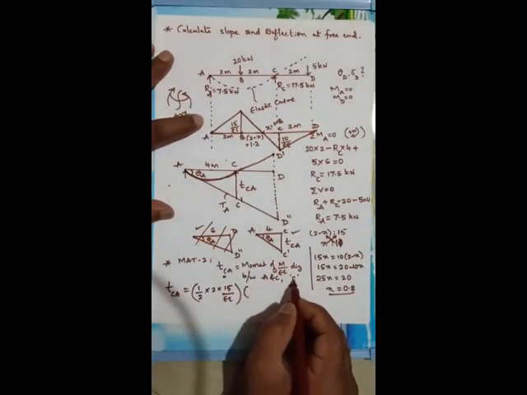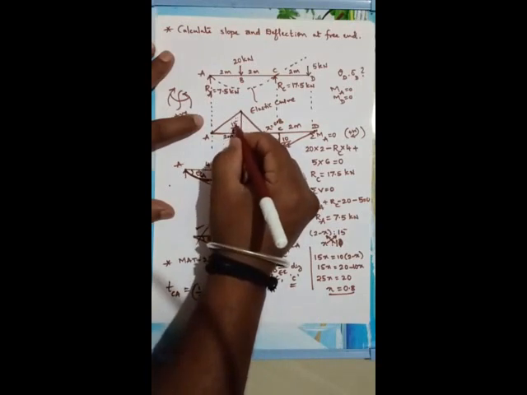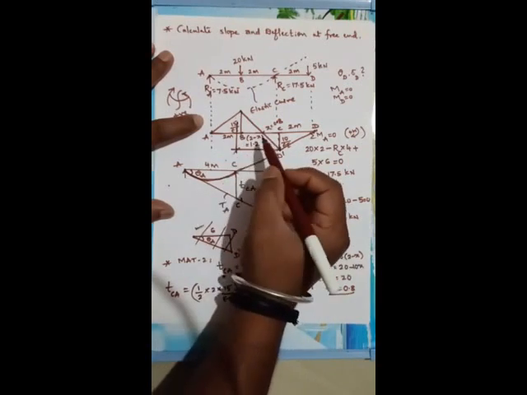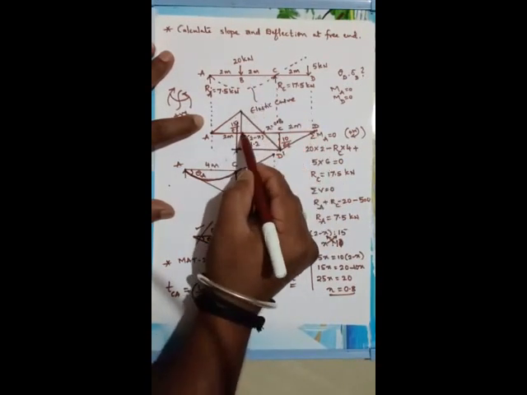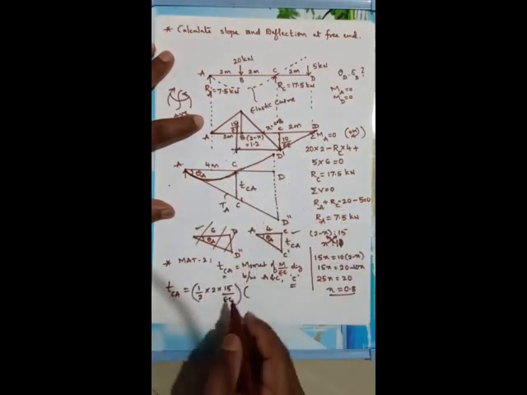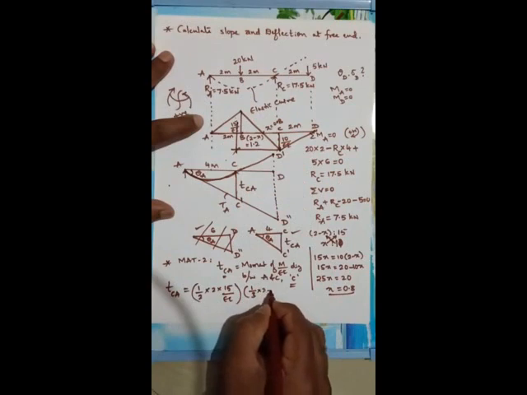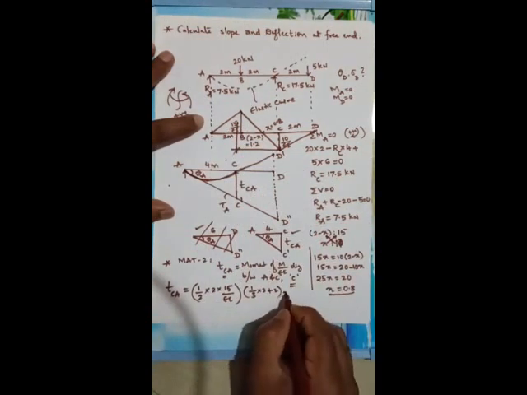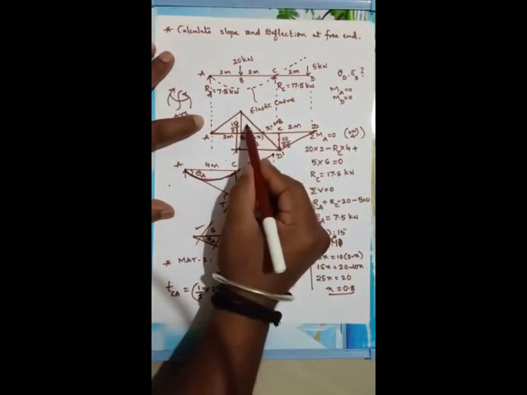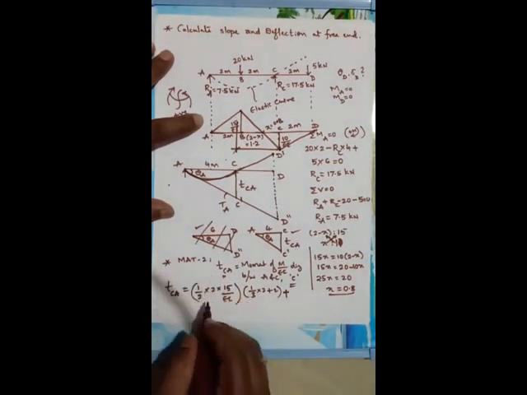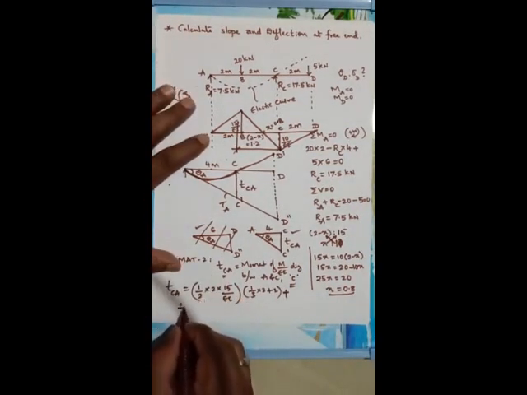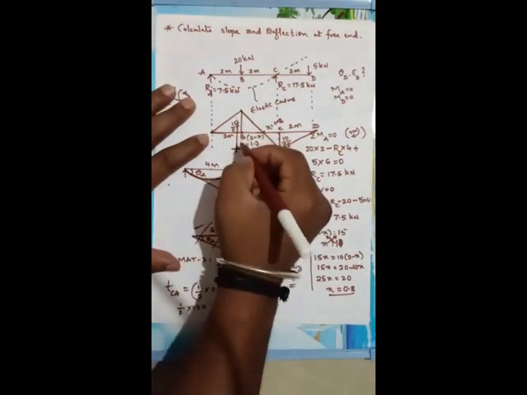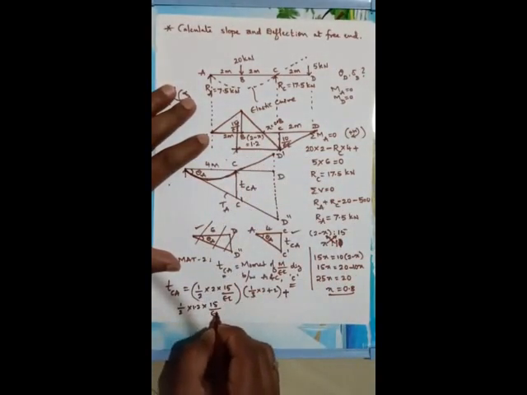I want the moment about C. So the centroid will be somewhere here, from this up to this. From B to C it is 2 meters. From here to here it is 1/3 of base. So 1/3 of 2 plus 2. That is for the first figure. Similarly, plus the second figure, this triangle. What is the area of that triangle? Half into base is 1.2 into height is 15 by EI.